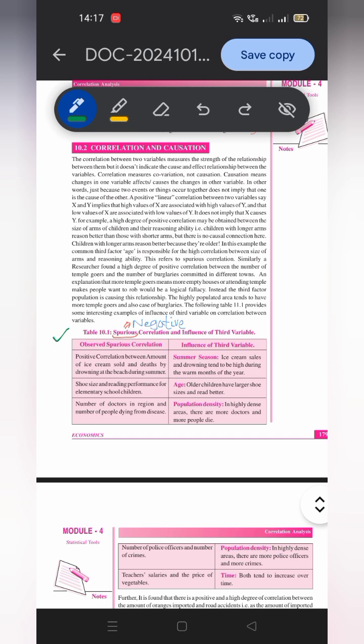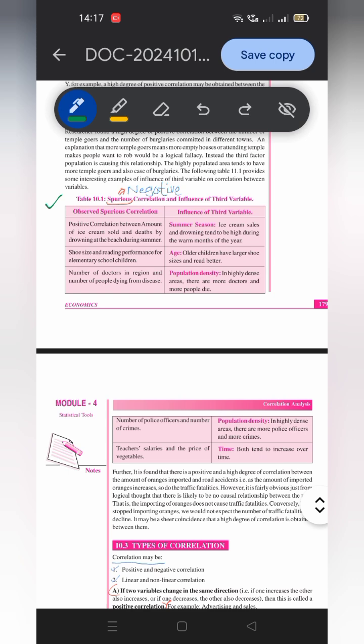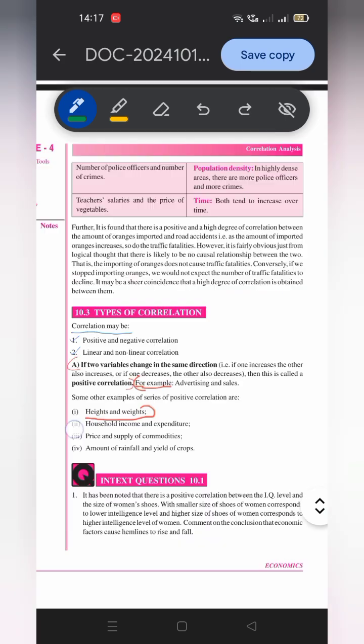Next point, shoe size and reading performance for elementary school children. Age: older children have larger shoe sizes and read better. Next point, number of doctors in region and number of people dying from disease. Population density: in highly dense areas, there are more doctors and more people die.